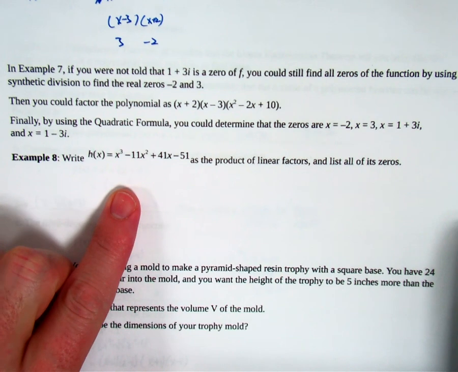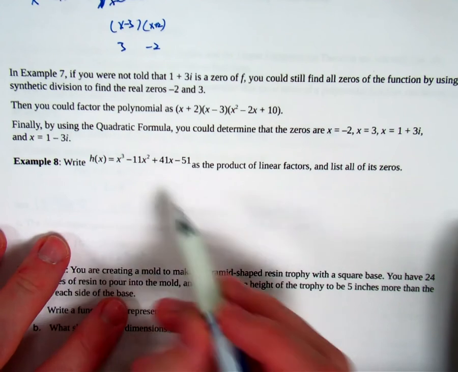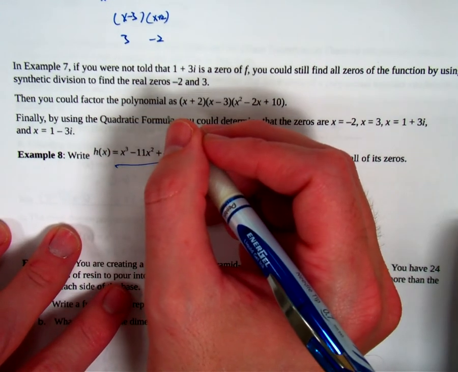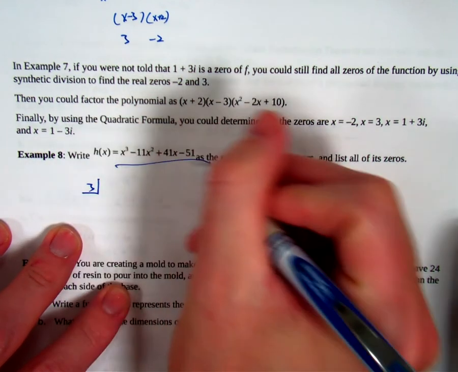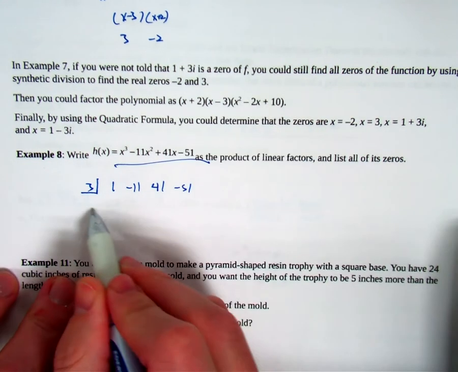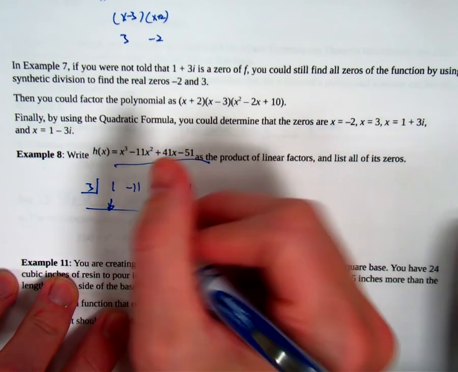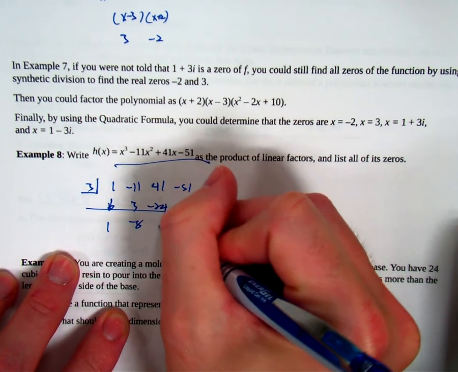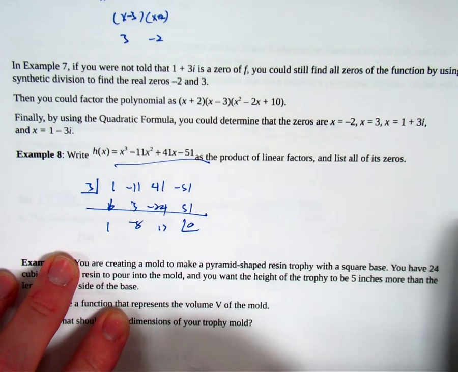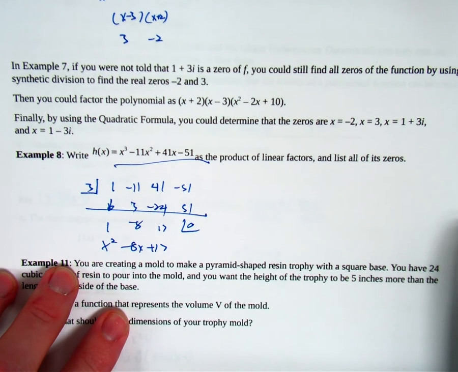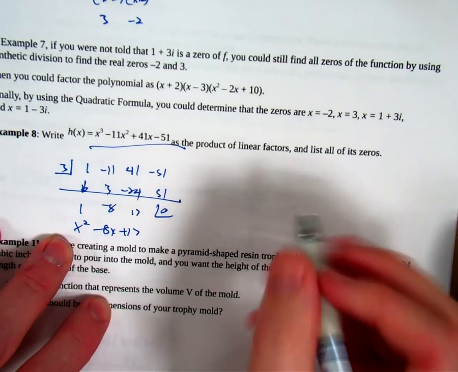Right, this is a product of linear factors, and list all its zeros. So type this into the calculator. We get one nice one. It's 3. So we're going to do synthetic division with 3. And now I have x squared minus 8x plus 17, and I have to do the quadratic formula from there.